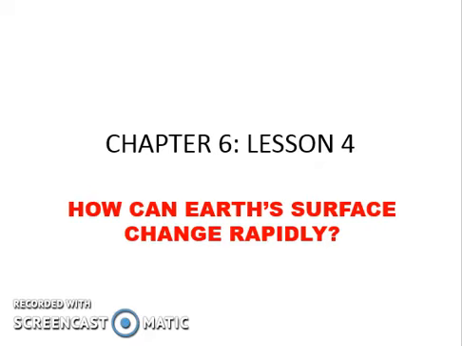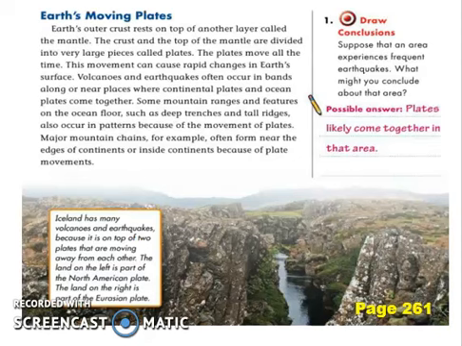How can Earth's surface change rapidly? In this chapter, I will discuss the layers of the Earth and how the layers or surface of the Earth change rapidly. The word rapidly means how fast something is moving. How does the Earth's surface move? Is it fast or is it slow? So let's proceed to the first page. The first page is page 61.